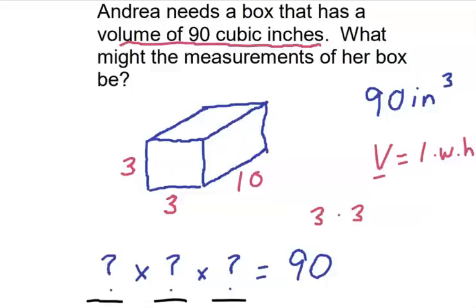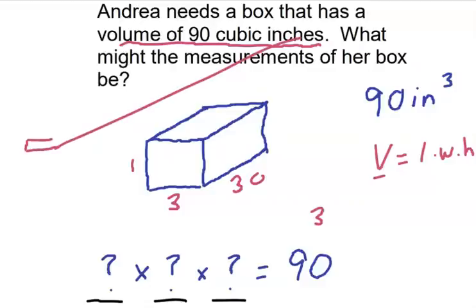Let's see. If we do, let me just erase this. If we do 1 by 3, but that would be a really odd shape. Let's say this is 1, this is 3. That's 3. 3 times what is 90? 30. So we'd have a really thin box this way, 3 this way, and then extremely long this way, right? So we'd have a really strange looking box.